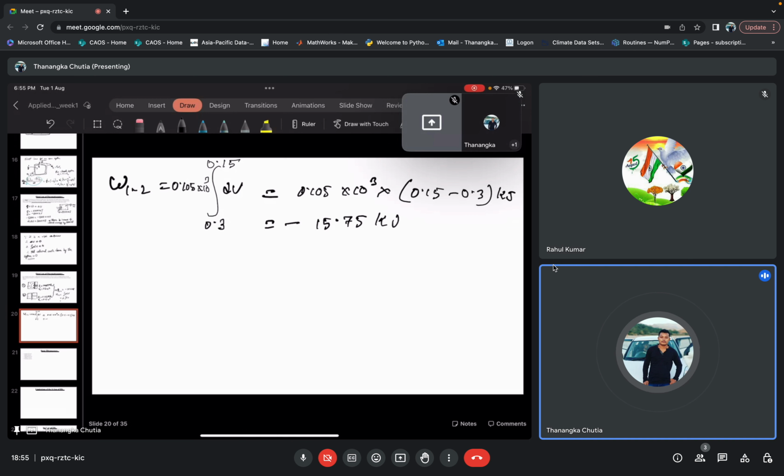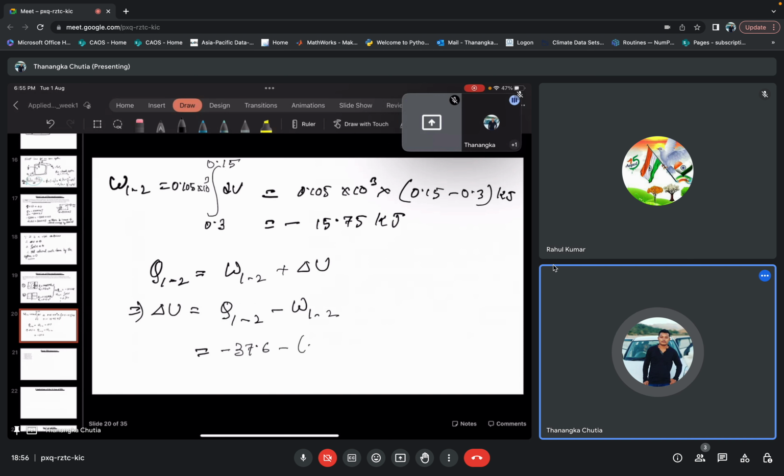15.75 kilojoule. So from the first law of thermodynamics, Q1 to 2 is equal to W1 to 2 plus delta U, and from here delta U is Q1 to 2 minus W1 to 2. What is my Q1 to 2? It is minus 37.6, minus minus 15.75. So finally your answer will be minus 21.85 kilojoule.